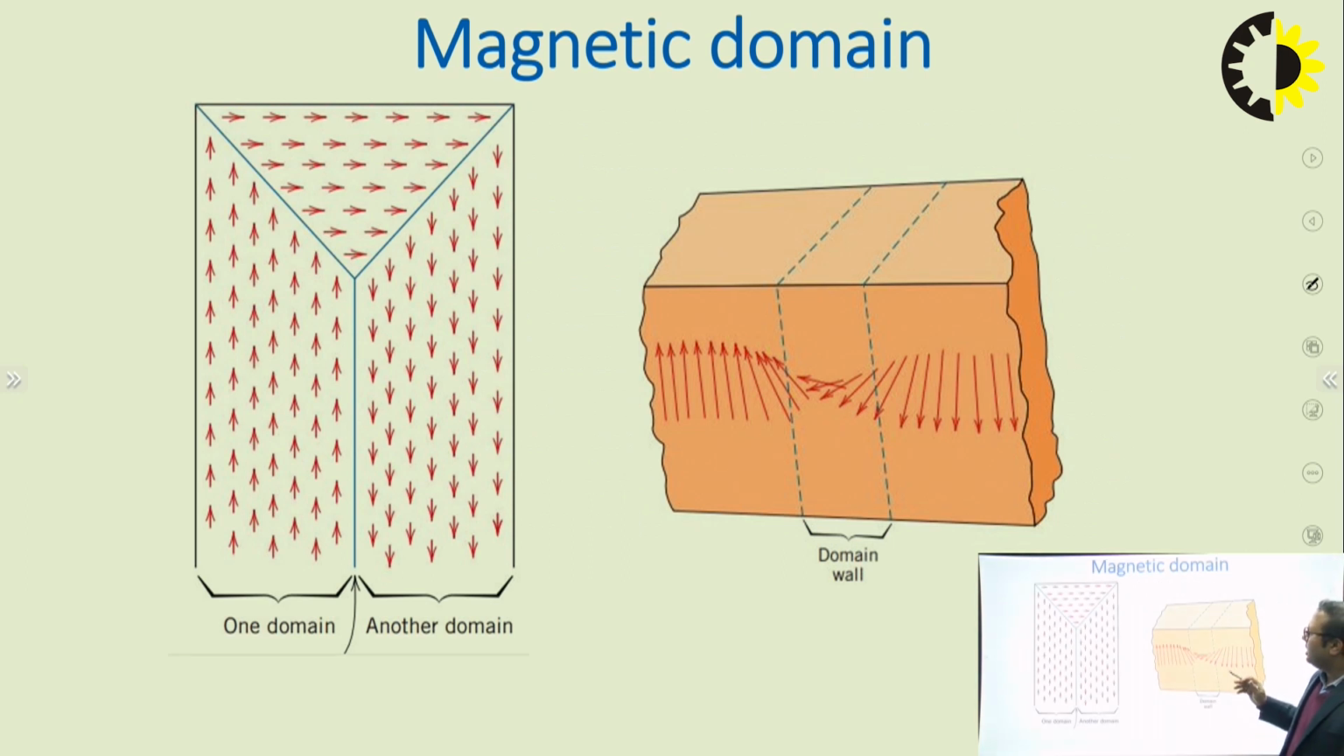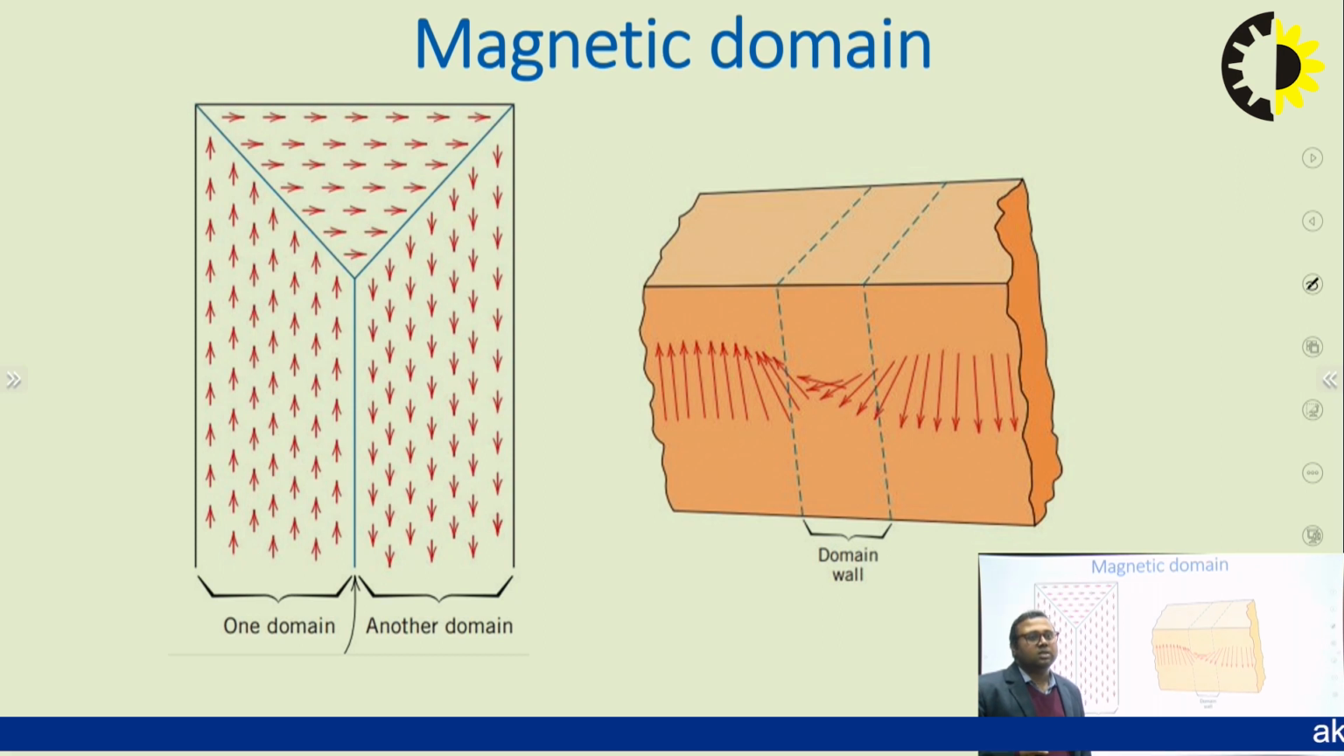So you can say that there are three domains. In one domain all the dipole moments are aligned here. This is another domain in which all the dipole moments are aligned here, and this is another domain in which the dipole moments are aligned here. So these three domains constitute the net magnetism in a particular material. The group behavior of these magnetic domains causes the material to behave in a certain manner. And this is the domain wall, which separates one domain from another.